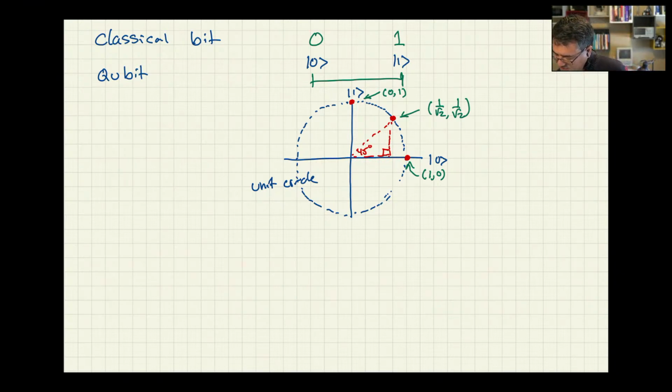And we call this the plus state. So that particular point on the unit circle has a name. It's called plus. Okay, are we good so far? There's also a minus down here. And this would be 1 over root 2, negative 1 over root 2. And that's called minus.